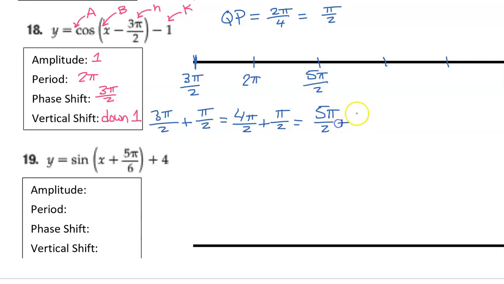And now I add another quarter period. And this makes 6 pi over 2, which simplifies to 3 pi. And finally, I add another quarter period, which gives me 7 pi over 2.